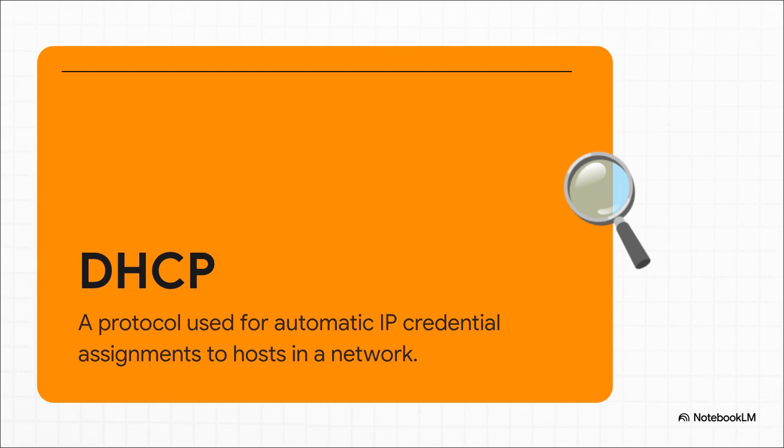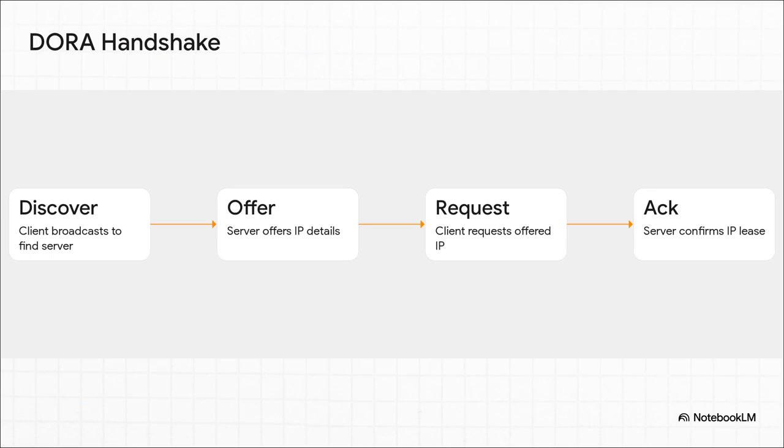The second you connect to a Wi-Fi network, this protocol steps in and automatically hands your device an IP address, a subnet mask, and a gateway address. It acts exactly like an automated post office. It just assigns you a temporary PO box on the network instantly with absolutely zero manual work from you. And DHCP pulls this off through a lightning-fast four-step conversation known as DORA.